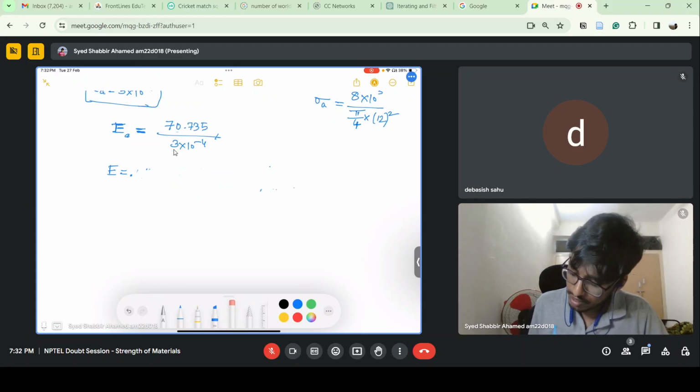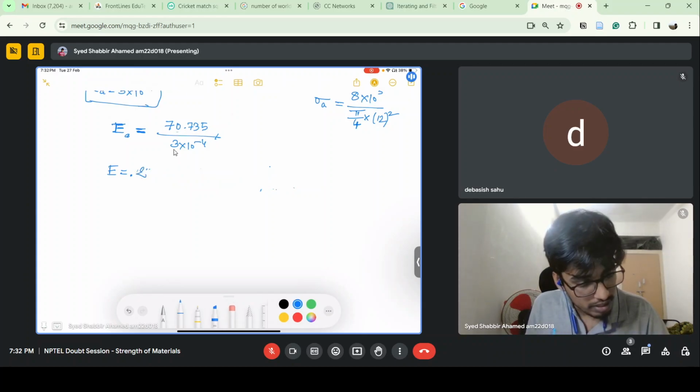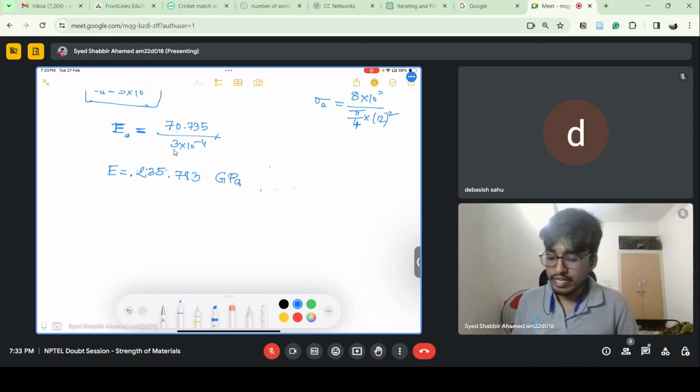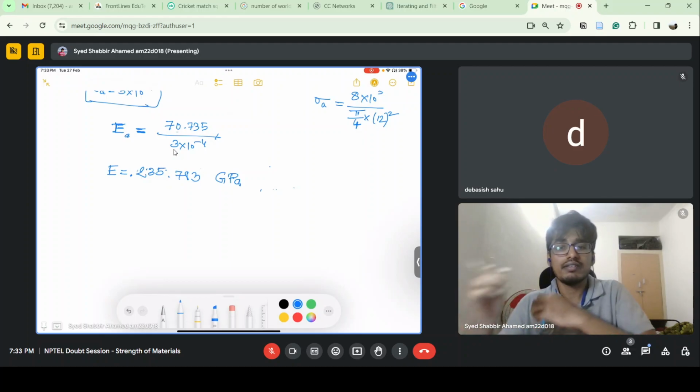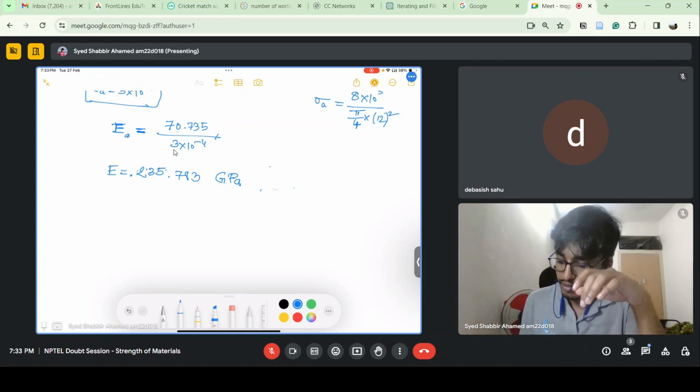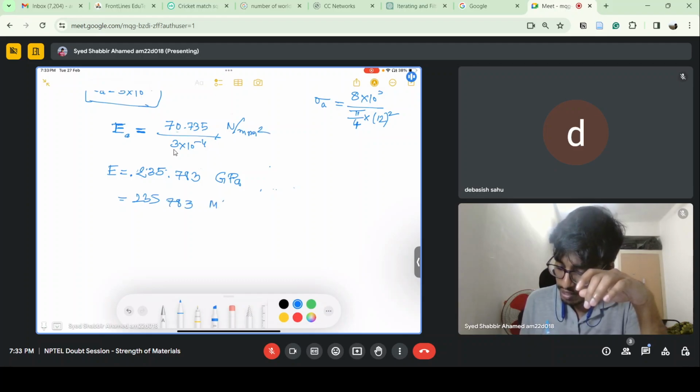So this I can, Young's modulus, the value of Young's modulus, I'll get it as 235.78. That I can write as 235.783 gigapascals. So giga means 10 to the power of 9. Basically, I will get this as 235 because the stress is in Newton per mm square. So I'll get this as 283 megapascal. So megapascal is also equal to Newton per mm square.